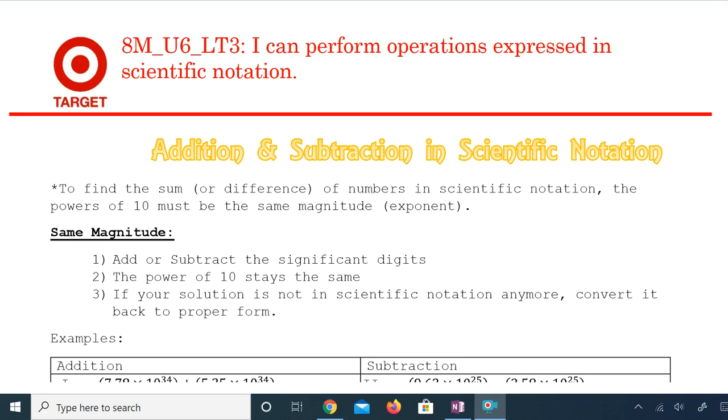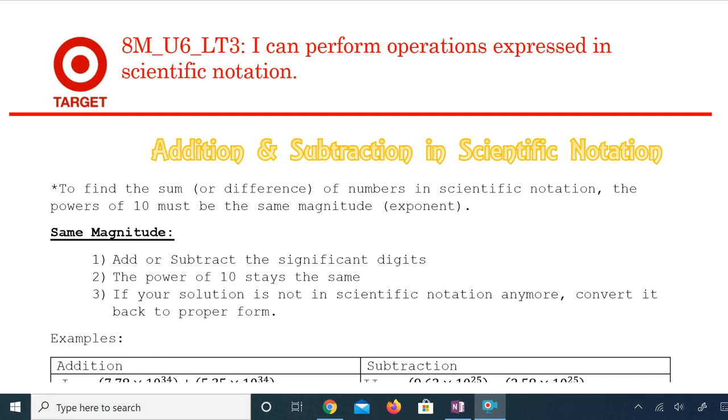Today we're going to be looking at our learning target 3 from Unit 6, which is I can perform operations expressed in scientific notation. So we're going to focus today mostly on addition and subtraction of scientific notation, and there's two different ways that we go about this. Sometimes we'll have problems that have the same exponents, which we will be referring to as magnitudes, and then other times we will have problems where the exponents are different or they have different magnitudes, and we will have to adjust them to make them the same to be able to perform our addition and subtraction.